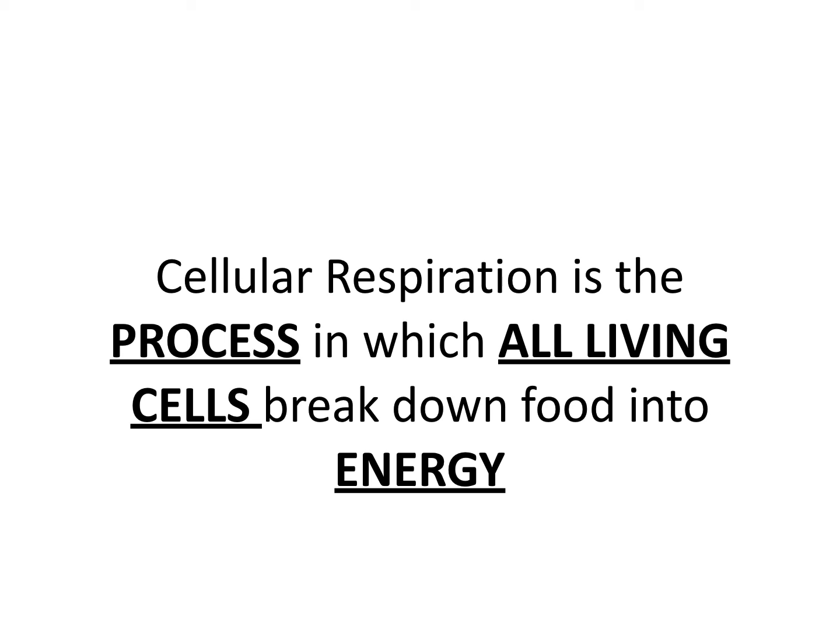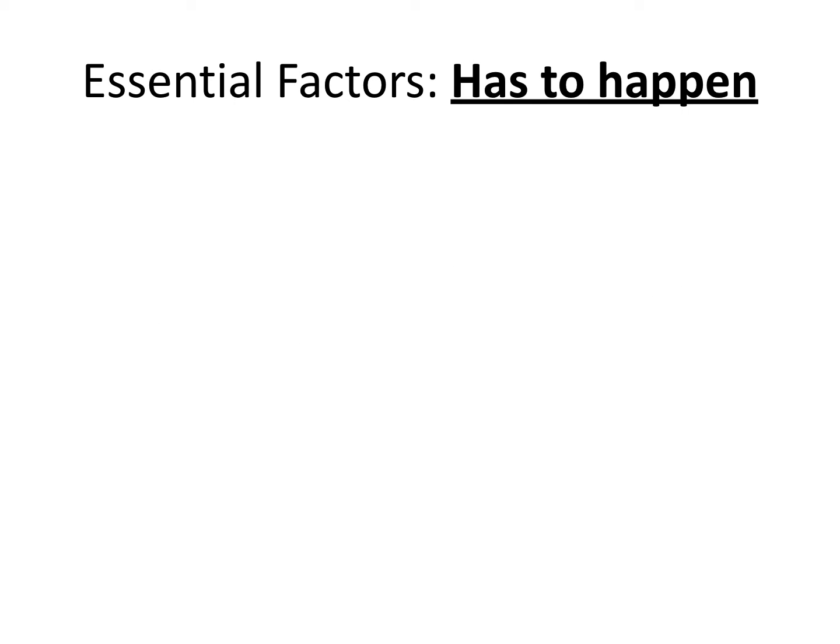Everything living goes through this process. Some are more complicated and sophisticated than others, but even on the most basic of structures, if you're a living cell, you go through cellular respiration. Just like photosynthesis, there are some essential factors that have to happen. You need to have glucose. Thank you, plants. You need to have oxygen. Thank you, plants. You need these two things.